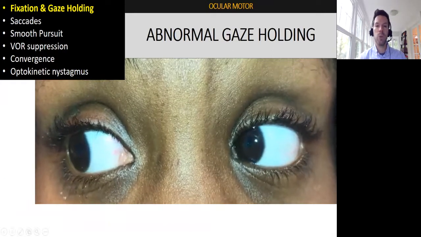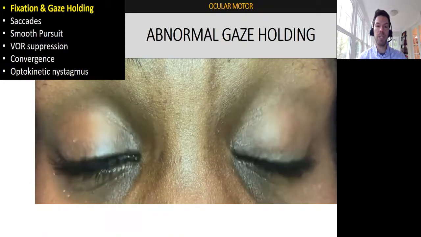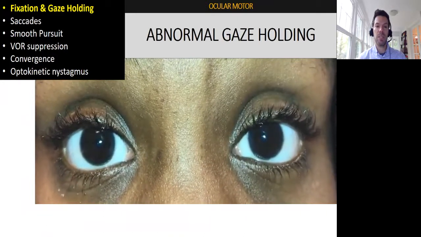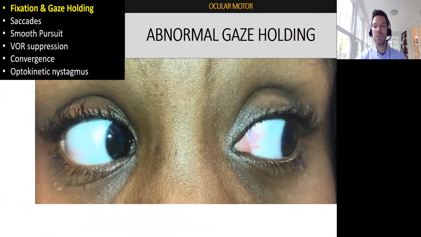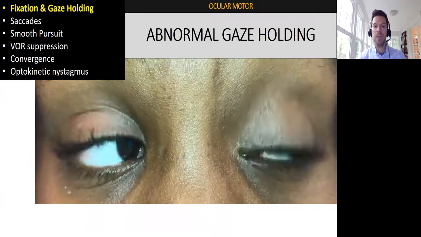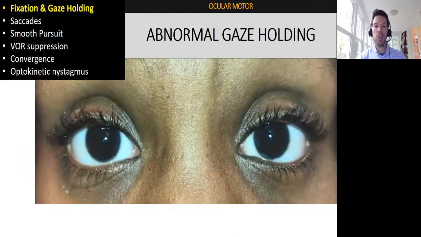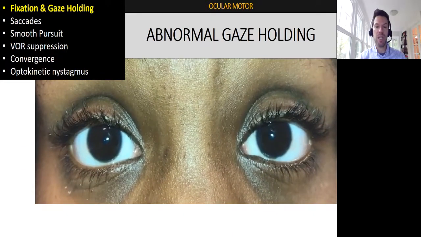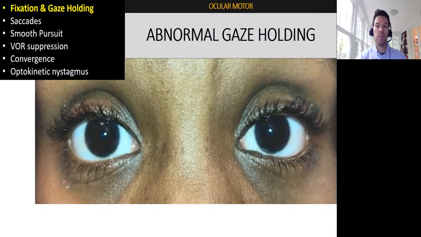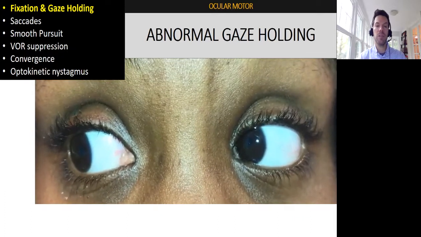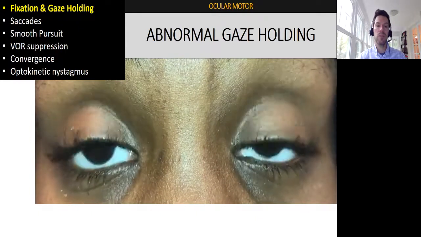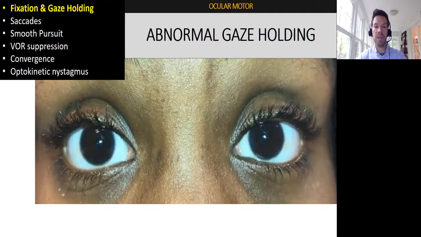What about gaze holding? This patient has right beating in right gaze. Now I'm bringing it back, there's left beating in primary. Looking to the left, there's really significant left beating. Have the patient look back to center. Now there's right beating. That's rebound nystagmus. This is gaze evoked nystagmus, right beating in right gaze. Now there's left beating nystagmus, this is rebound nystagmus.